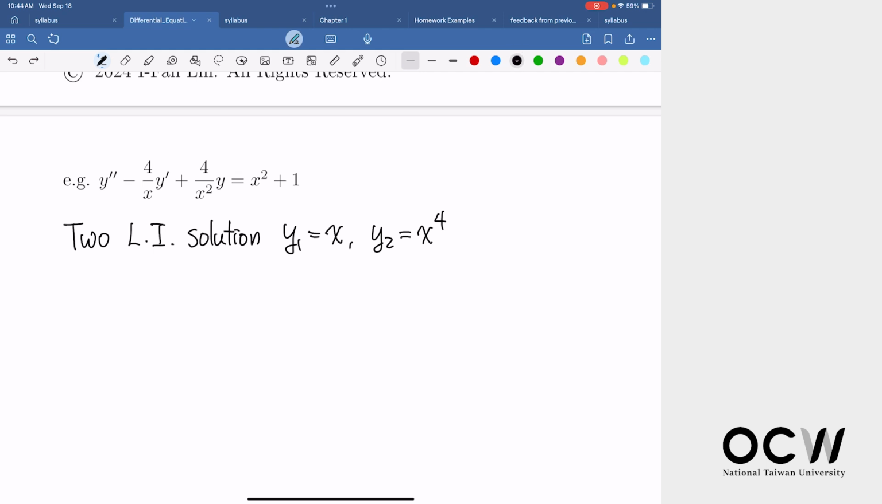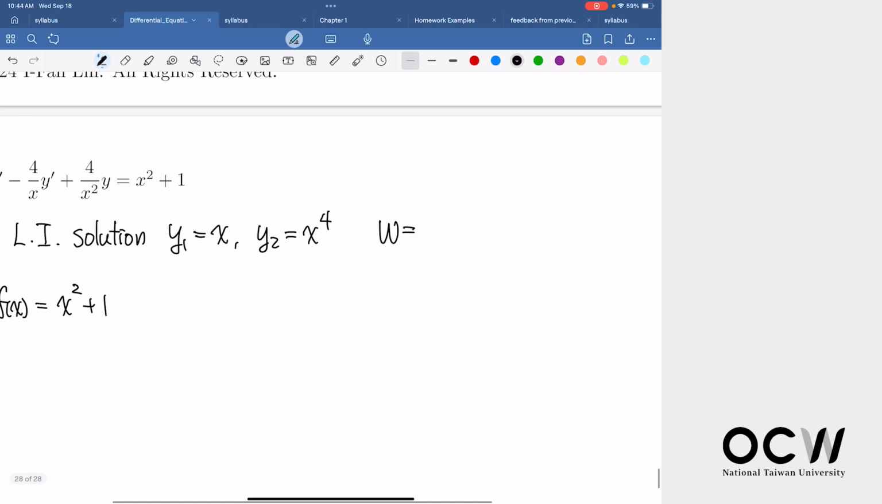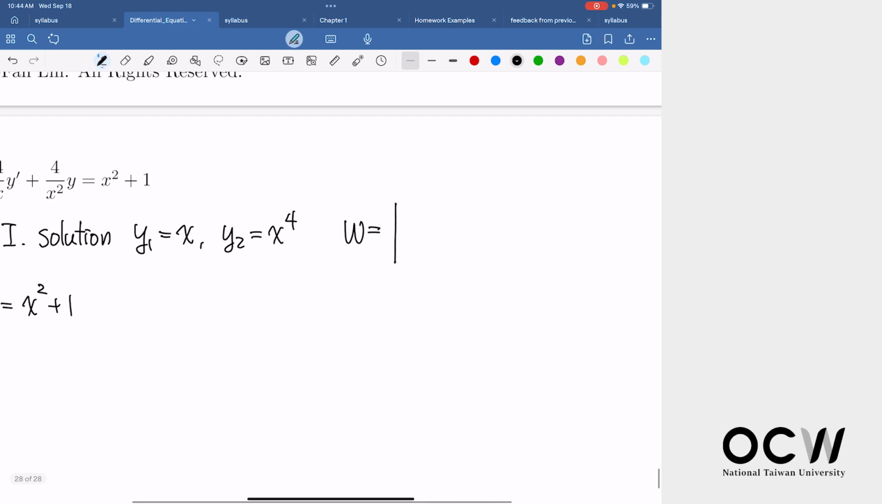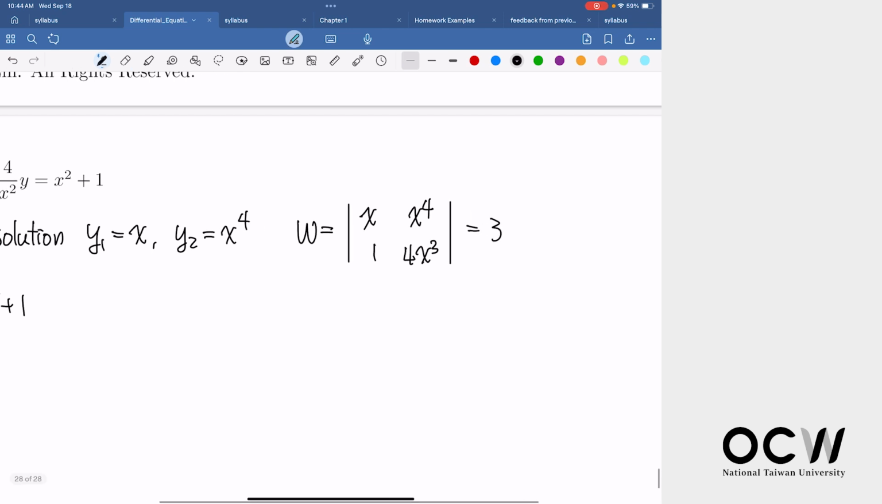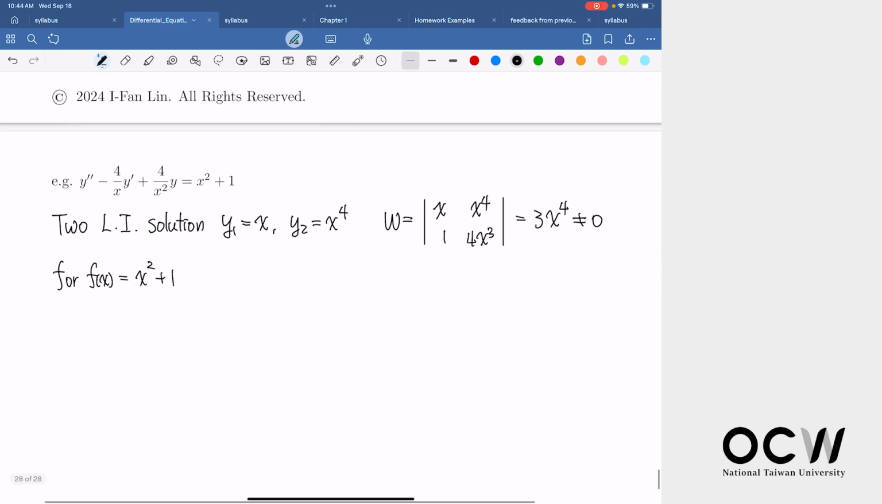And your forcing function f is x squared plus 1. Since y1 and y2 are given, the W function, the Wronskian test here, this is x, x cubed, x to the fourth, and 4 times x cubed. This gives you 3 times x to the fourth, not 0. So again, they are linearly independent. So you can take the same procedure.